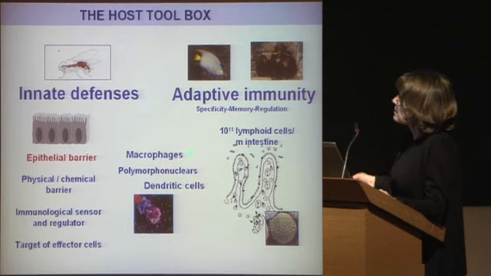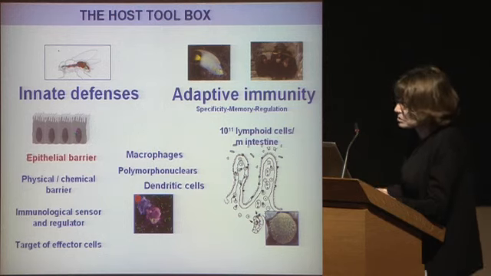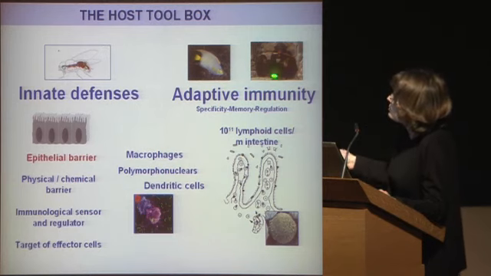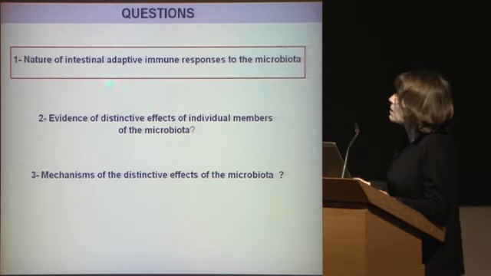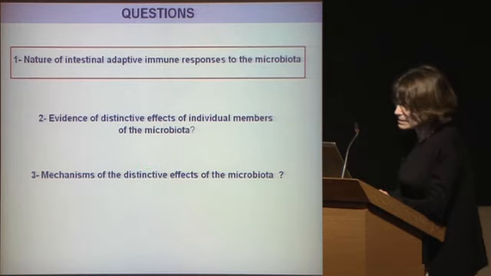First, innate and adaptive immune defense, which in vertebrates, as we have learned especially from the work of Macpherson, collaborate to maintain the epithelial barrier, protect local homeostasis, and protect the host against systemic dissemination of these bacteria. So for today, I'm only going to discuss the adaptive immunity and try to answer three questions. What is the nature of the intestinal adaptive immune response to the microbiota? Do we have any evidence that individual members of the microbiota have distinctive effects? And if so, what can be the mechanisms of these distinctive effects?